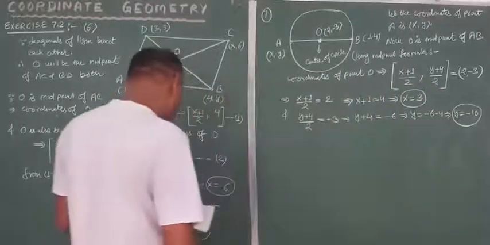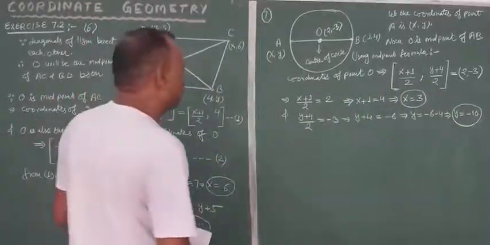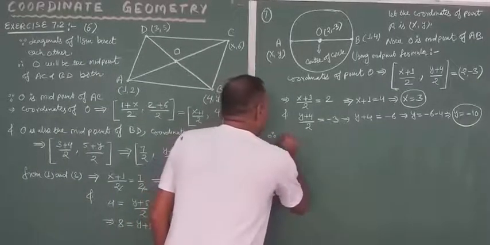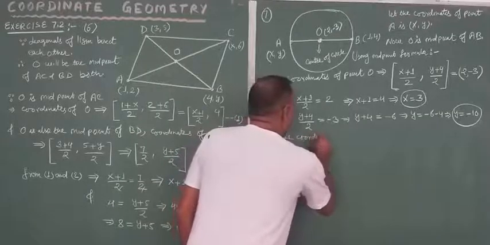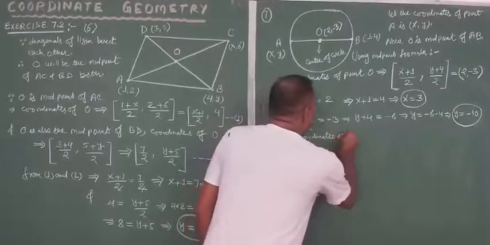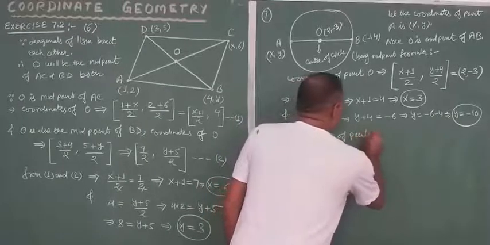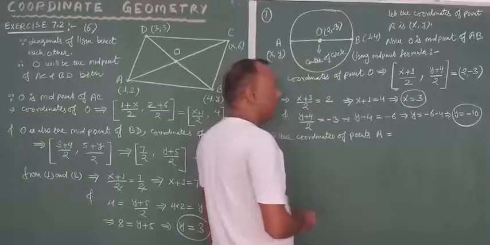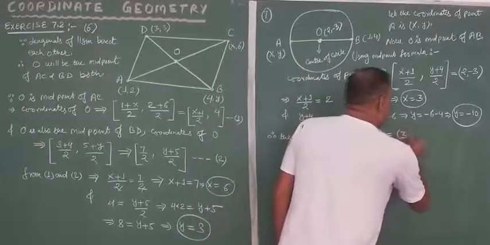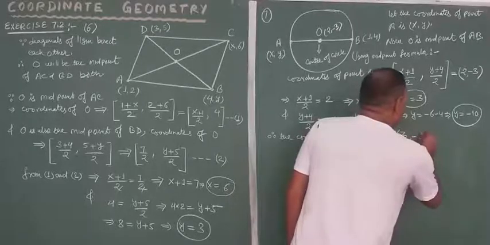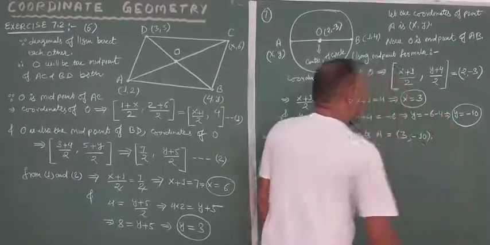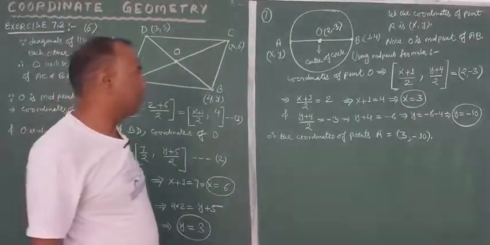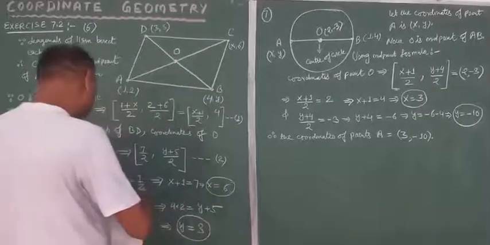So what will the coordinates of point A be? Therefore, the coordinates of point A will be x comma y. x was 3 and y was minus 10. Is it okay? So what are the coordinates of point A? 3 comma minus 10. Now just look here.